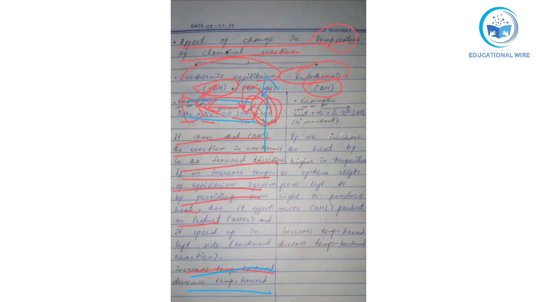Okay, now let's move to the endothermic. Here is an example of endothermic. In endothermic we have heat, but in the form of reactant. In the reactant we have heat.